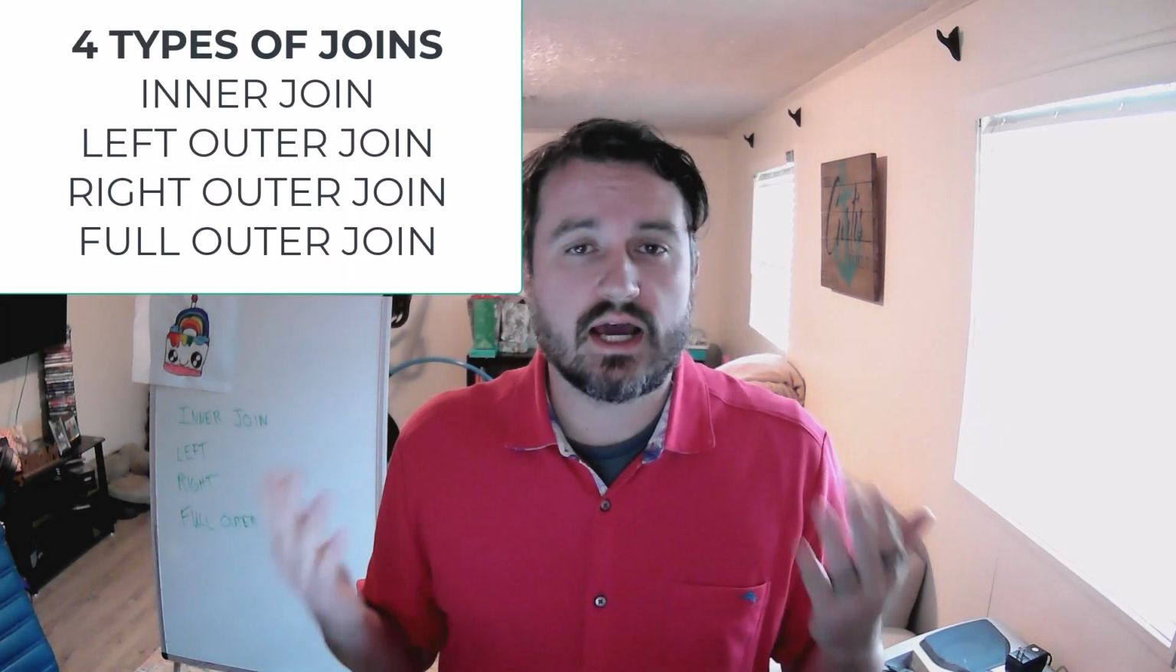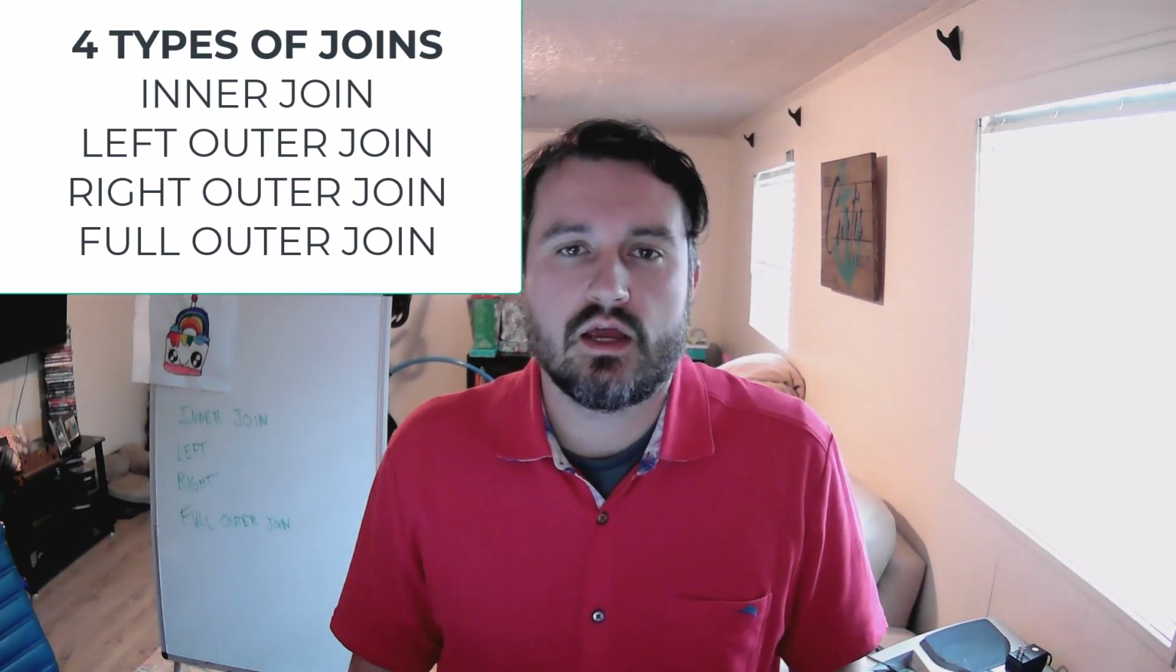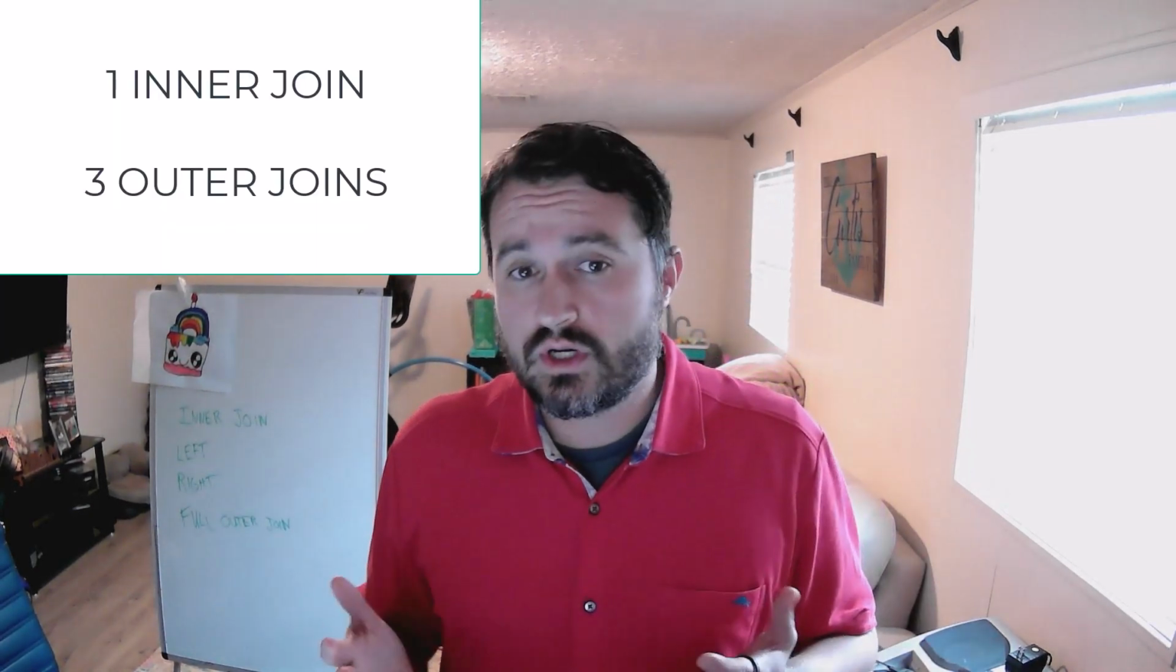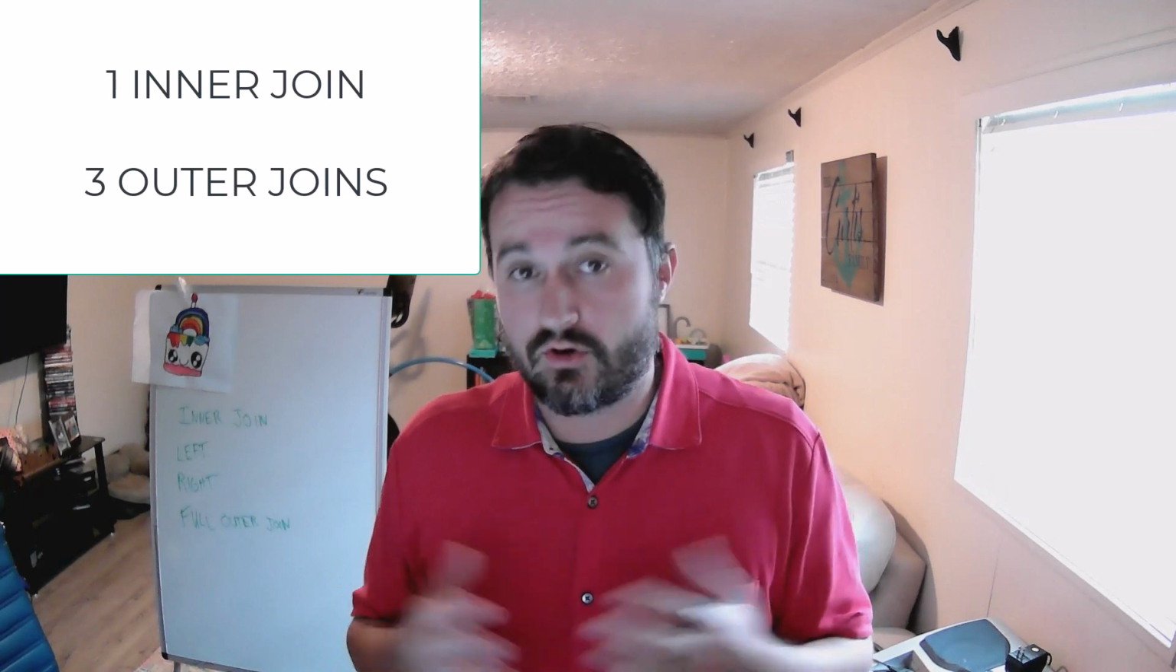Basically there are 4 different types of joins that you're going to see, and the type of join you use depends on what you want to see. So let's talk about those 4 different types of joins. We'll split it up into 2 categories: inner join and outer join.